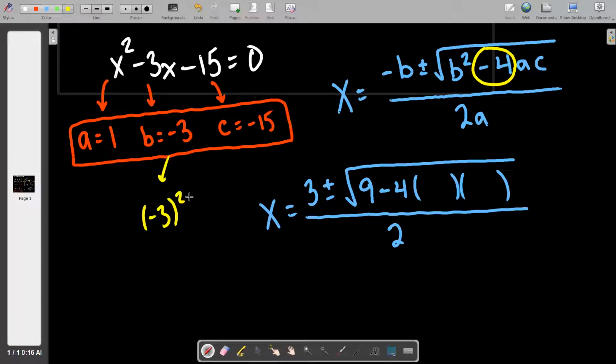Okay, so let's go back now into those awkward empty parentheses and fill them with A and C. Who's A? 1. So I'm going to go back into this one and put 1. And who's C? -15. Very good.